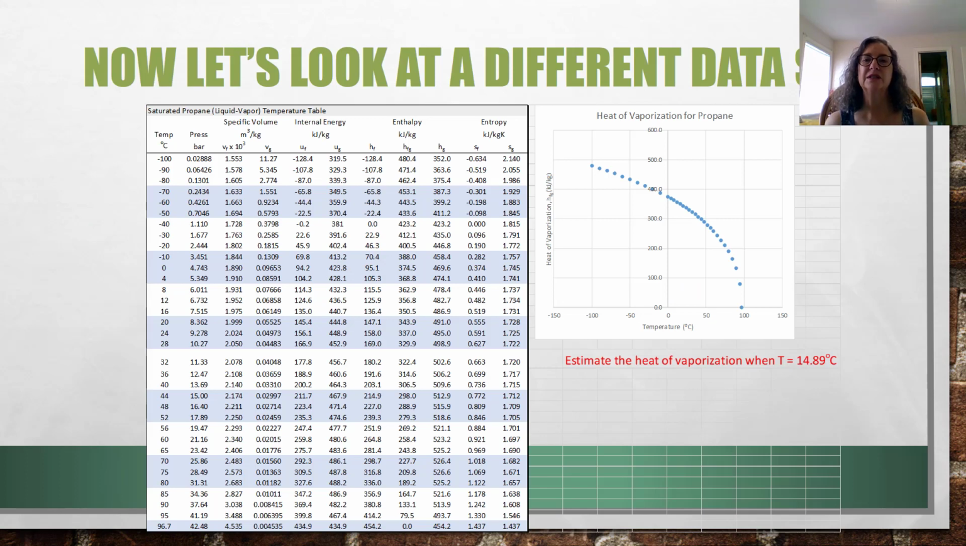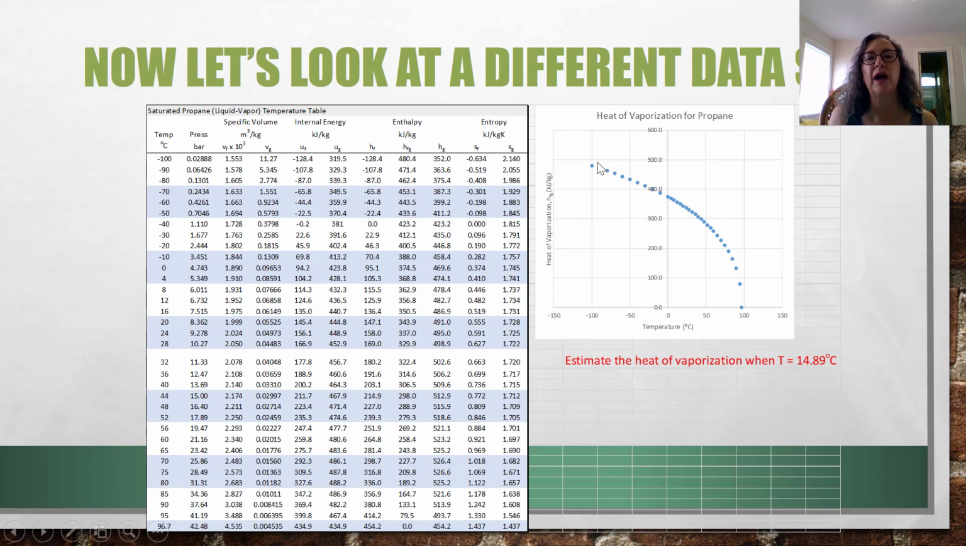But now let's look at a different data set. This is data for saturated propane. It has been studied by many different people, and the results of all of their data kind of average. This is from the national, well, NIST, but it's the national set of standards. And this is really nice, smooth data.